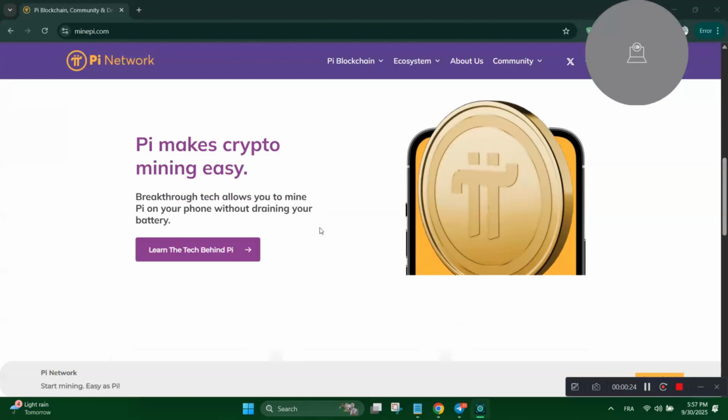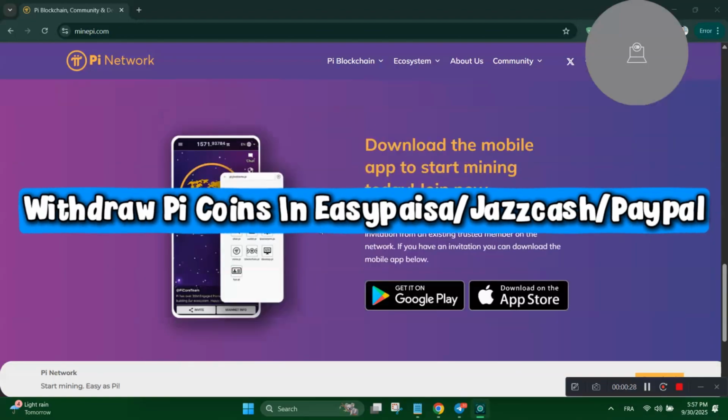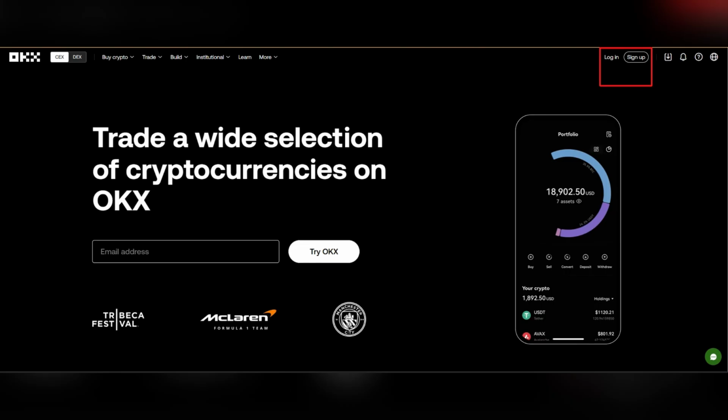Today we're going to see how to withdraw Pi coins in Easypaisa, JazzCash, PayPal, etc. Firstly, know that Pi is not fully tradable on all exchanges. Make sure the Pi network has officially launched its open mainnet before transferring coins, otherwise you might lose your Pi in scams.